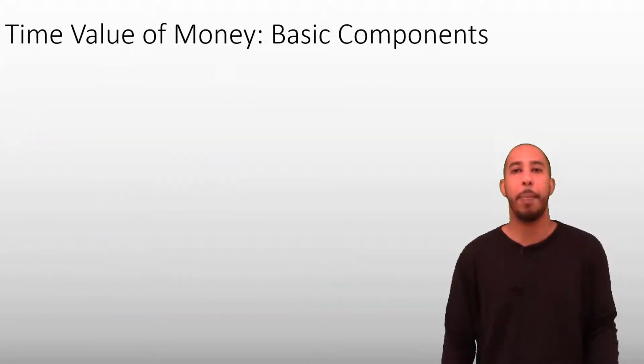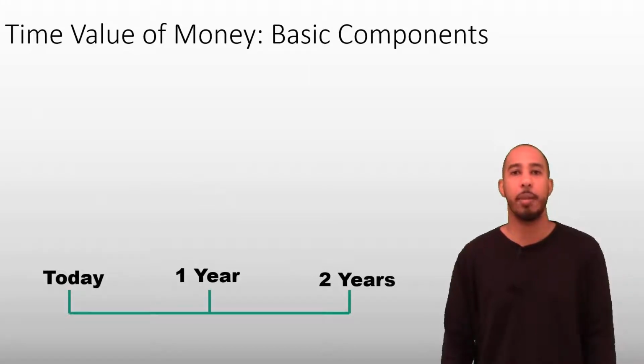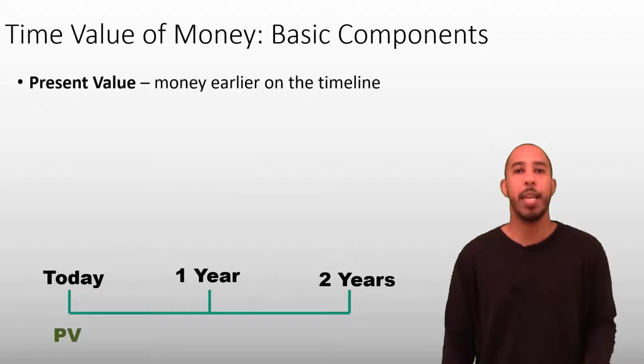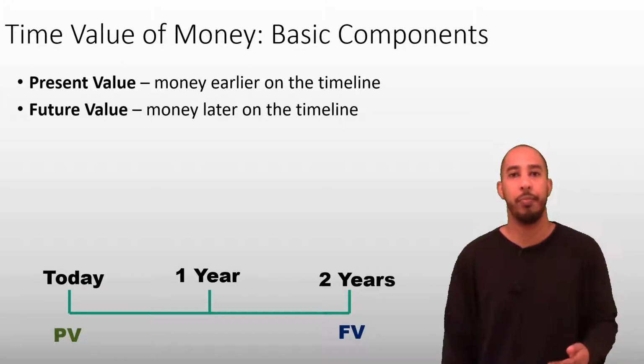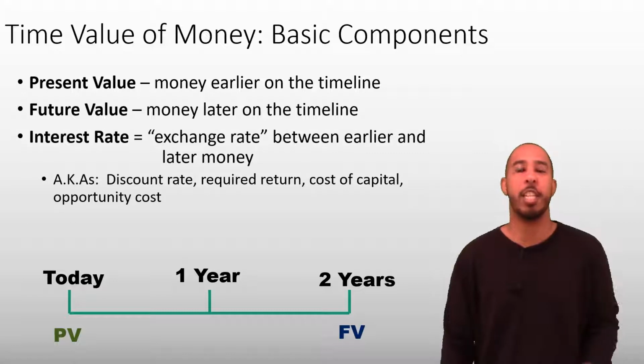Let's first define the basic essential components of time value of money. I like to think of things in terms of timelines, so we'll put that in first. The first component is the present value, which represents money earlier on the timeline. This could be something you'd receive or pay today. Next is the future value, which represents money that appears later on the timeline, in the future. We have an interest rate that functions as the exchange rate between money at different time periods.